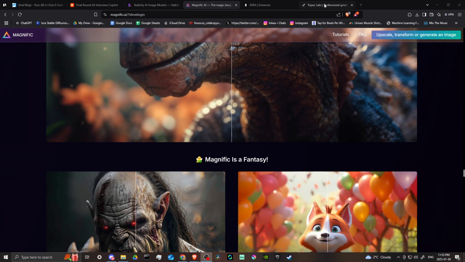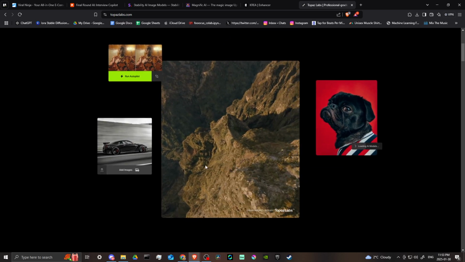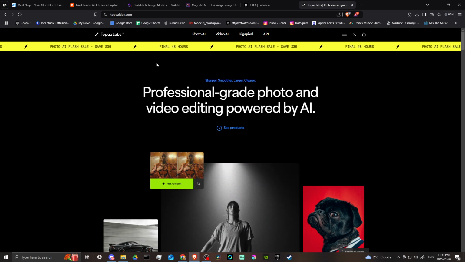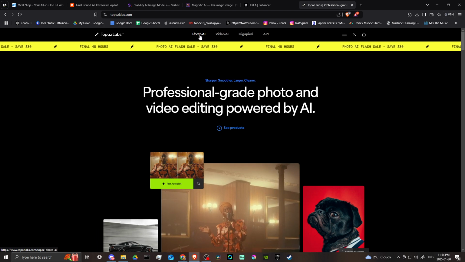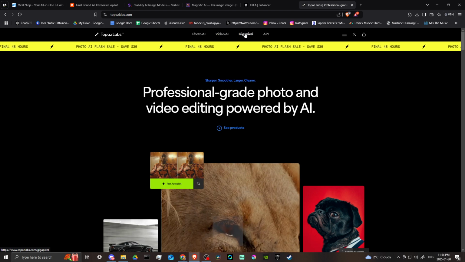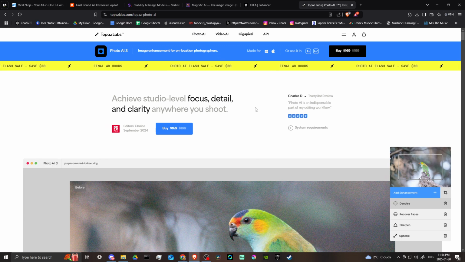We can compare this with Topaz Labs, which does some of the same things, but it has a little bit different functions here, depending on what it is you're looking for. So with Topaz Labs, we have the Photo AI, the Video AI, and the Gigapixel. I think the Photo AI is going to be the primary one that we're going to be taking a look at, because the video, that's not really relevant with Magnific. I don't think Magnific does video. I'm pretty sure they don't.